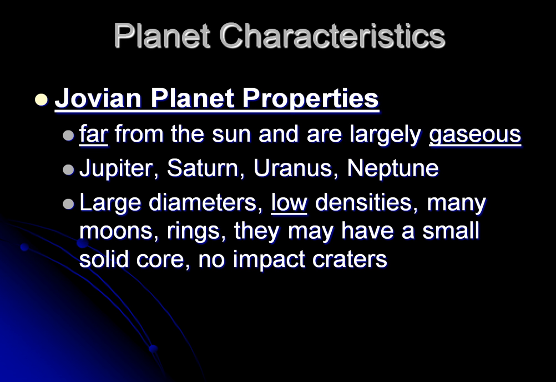The Jovian planets are the ones that are further from the sun. They're very gassy planets, and they are called Jovian because they are related to Jupiter. They're all Jupiter-like: Jupiter, Saturn, Uranus, and Neptune, very large. They're also called gas giants. Low densities, low density gas. But since they are so large, they have many moons, and they have rings. They may also have a small solid core, but since they are gas, they don't have impact craters themselves.